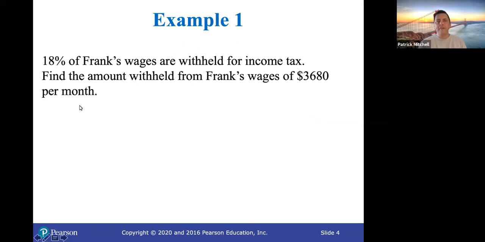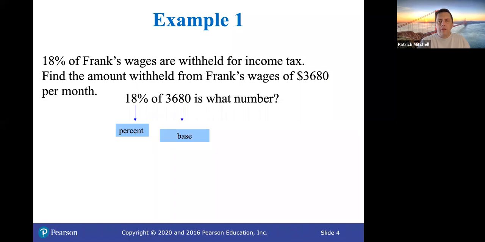All right, so for the first example, 18% of Frank's wages are withheld for income tax. Find the amount withheld from Frank's wages of $3,680 per month. So what we want to do with this is translate it into a percent problem, the kind you've seen in the last two sections. Notice it says 18% of Frank's wages. And over here it says Frank's wages are $3,680. So really they just want me to find out what is 18% of 3,680.